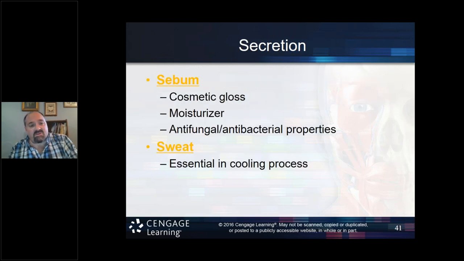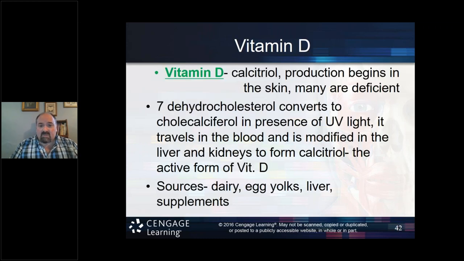So secretions: sebum is the oil that's being produced. It can have antifungal and antibacterial properties. It also acts as a moisturizer. The sweat, again, is involved in thermoregulation. Vitamin D.